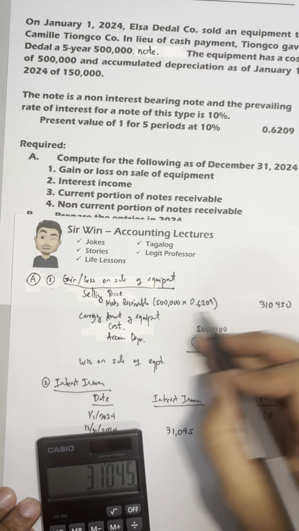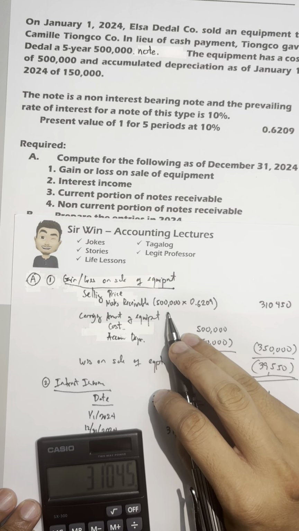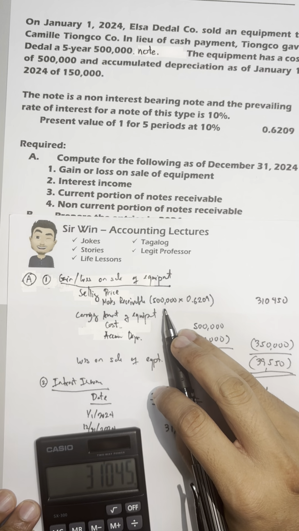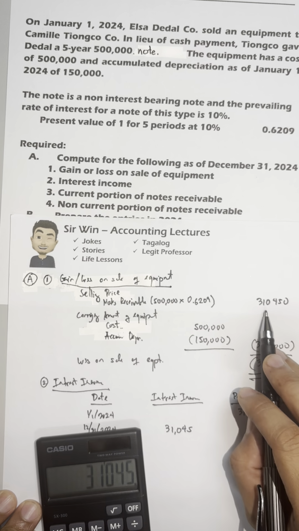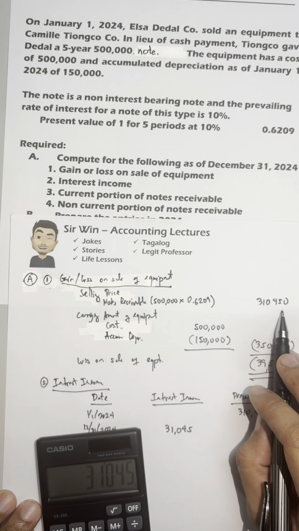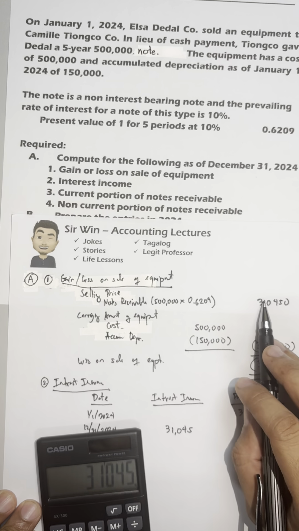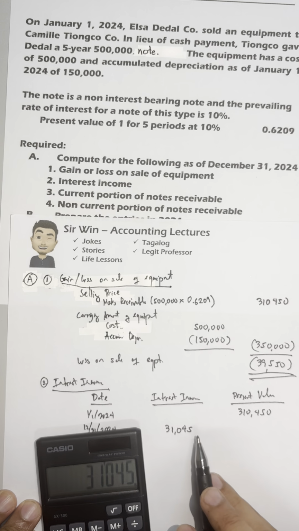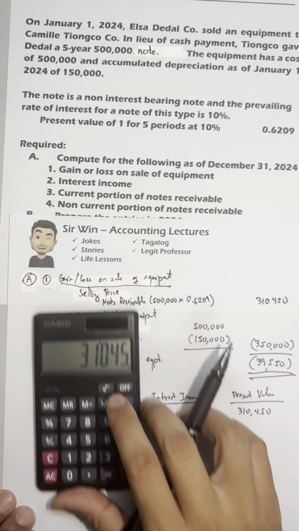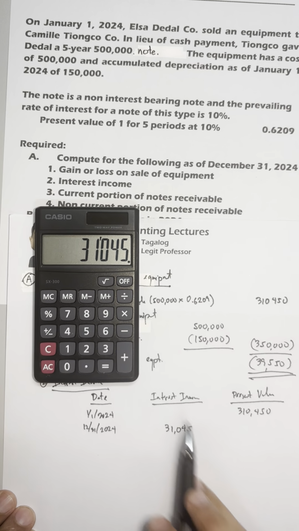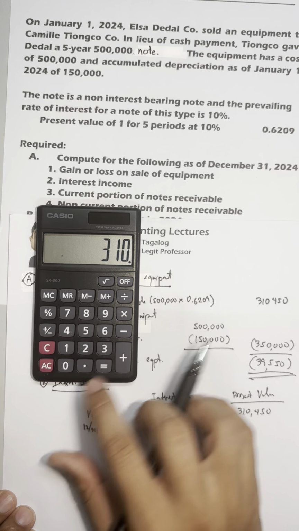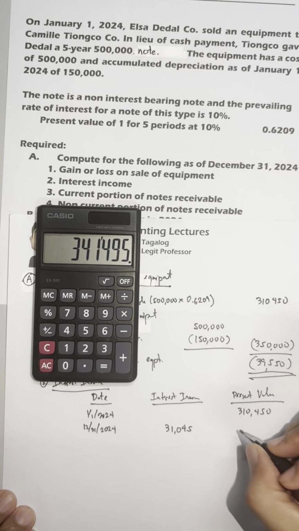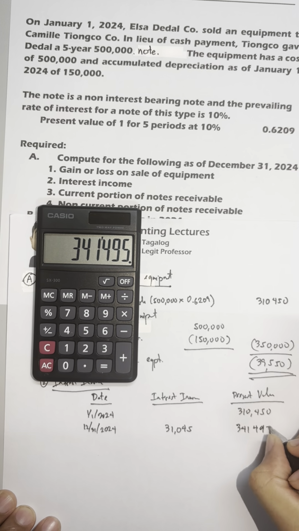Bakit discount? Kasi mas mababa yung present value kaysa dun sa face amount. Ang purpose ng amortization ay ibalik yung present value papunta dun sa face amount. So, di ba mas mababa yung 310,450? So, para bumalik sa 500,000, anong gagawin mo dun sa amortization? Ang sagot, ipa-plus mo para tumaas. Okay? Ganun nga yung logic niya. So, again, 31,045 plus the present value of 310,450, that would be the new present value, which is 341,495.